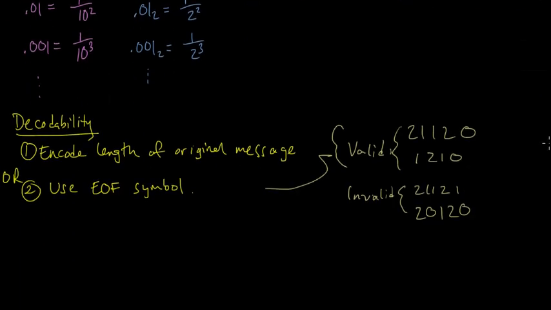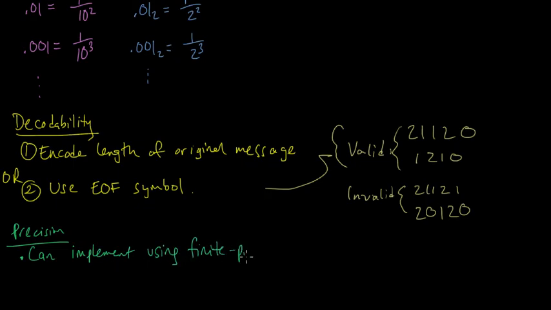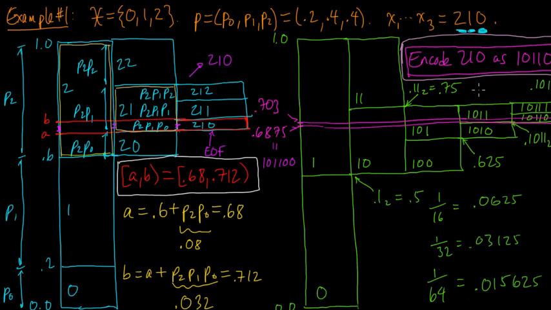So let me write that down. Down here, precision. This can be implemented using finite precision by rescaling. And exactly what I mean by that, there are some clever things that you have to do to make sure that you round off in a very consistent way. All right, so that was our first look at an example of what arithmetic coding basically looks like.